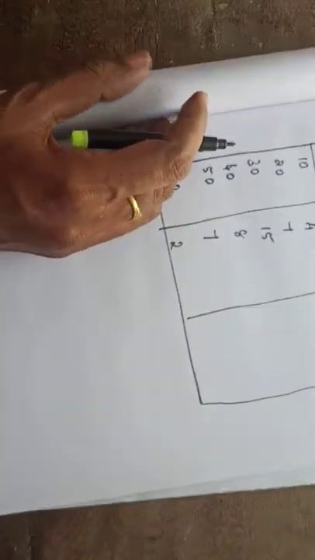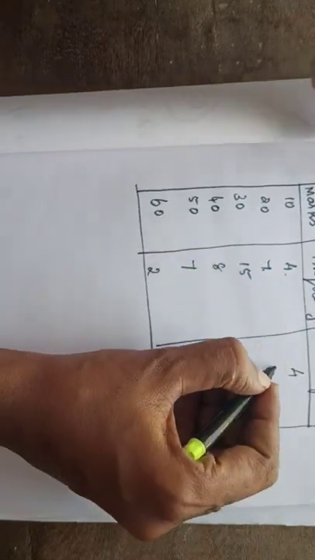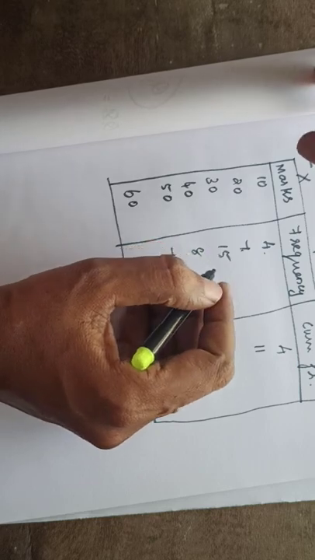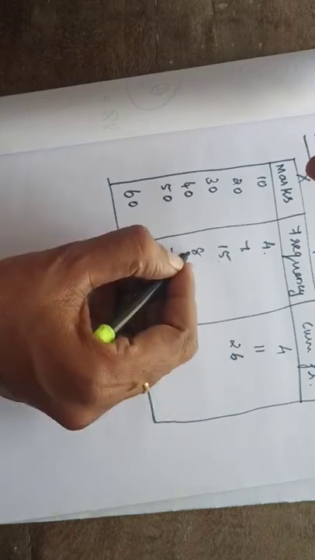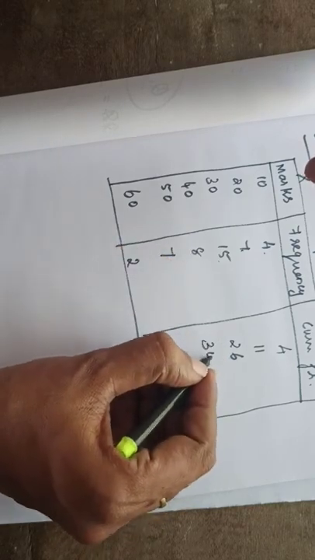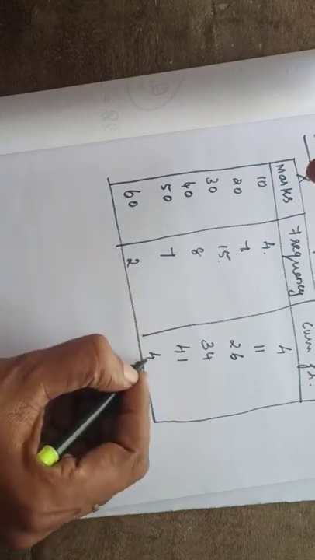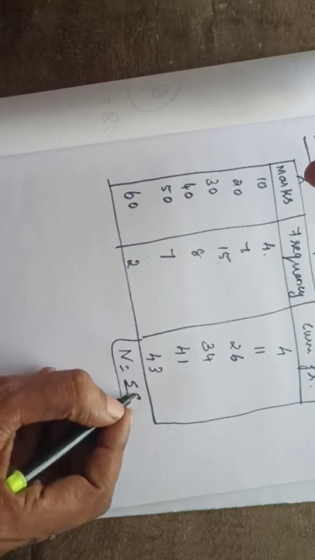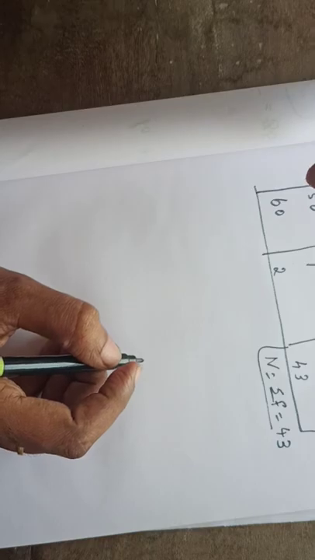How will I find the cumulative frequency? Start from here as 4. Then add this 7. What will you get? 11. Then what will you do? This one you will add. Is it right? So 26. Then add this 26 plus 8. You will get 34. Then 34 plus 7. How much will you get? 41. 41 plus 2. 43. So what about the N value? Summation f, that's equal to 43. Understand? Summation f is equal to 43. That means this much you add, we will get 43.